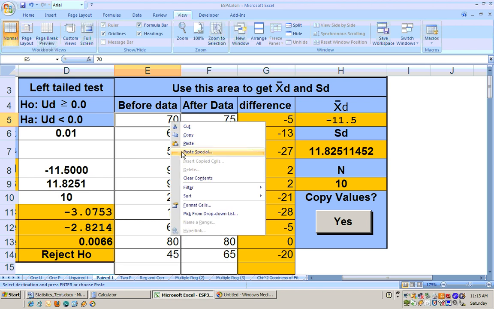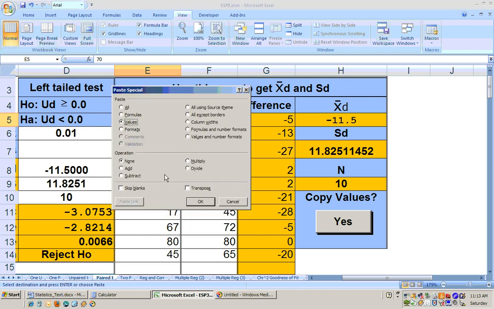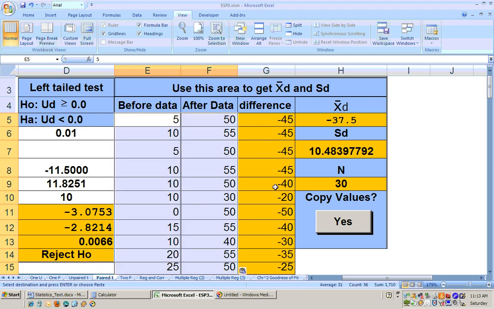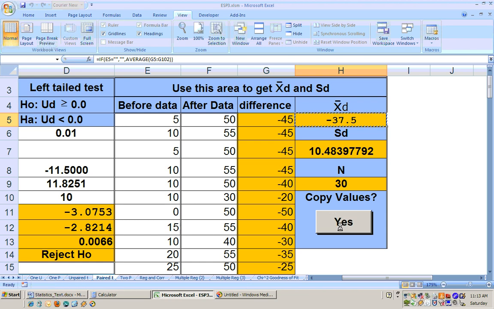So we'll paste special as values, get that in there, and we got our data in there, and we can see that here's how much the score increased by, 37.5 points on average. Like this person's score went up by 45 points here, a lot of improvement. Let's copy these values over.